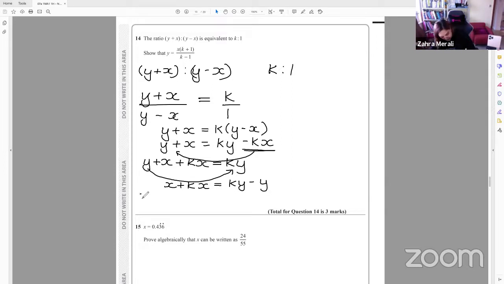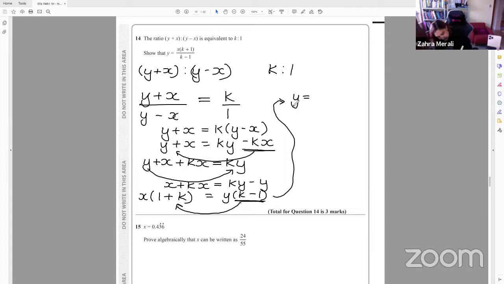I can factorize both sides, so I can take the x out, I get 1 plus k. I can take the y out, and I get k minus 1. And now I can divide by the k minus 1 onto this side. So I get y equals x(1 plus k) over (k minus 1).